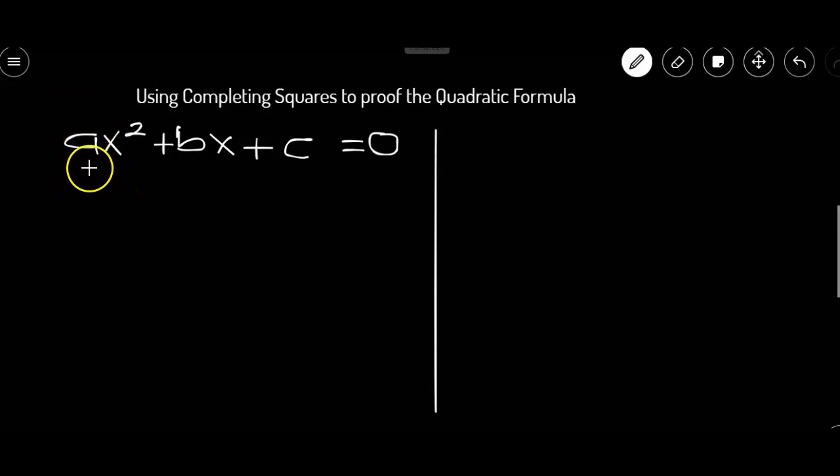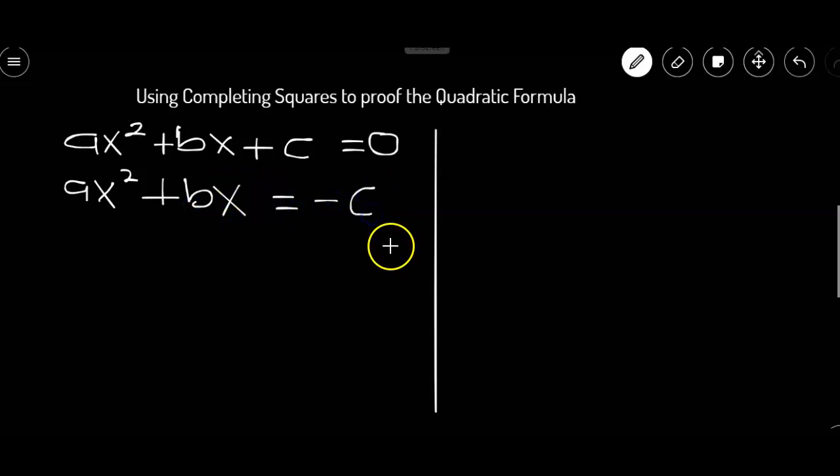Hi guys, today we're going to derive the quadratic formula using completing the square. When we are using completing the square, we usually take c to the other side. So it's positive here. We are going to take it over here and it's going to be negative. So we have our ax squared plus bx equals negative c.